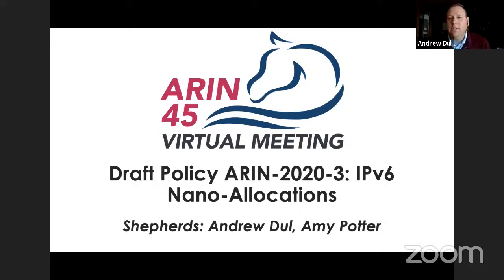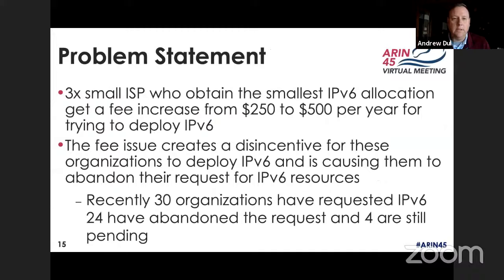All right, so the first slide today is a problem statement. This is a V6 policy, so we get to discuss something exciting, different other than V4. The problem statement is that we currently have a group of organizations called 3X small ISPs. Based on the current fee structure, there's a financial disincentive for them to receive IPv6.